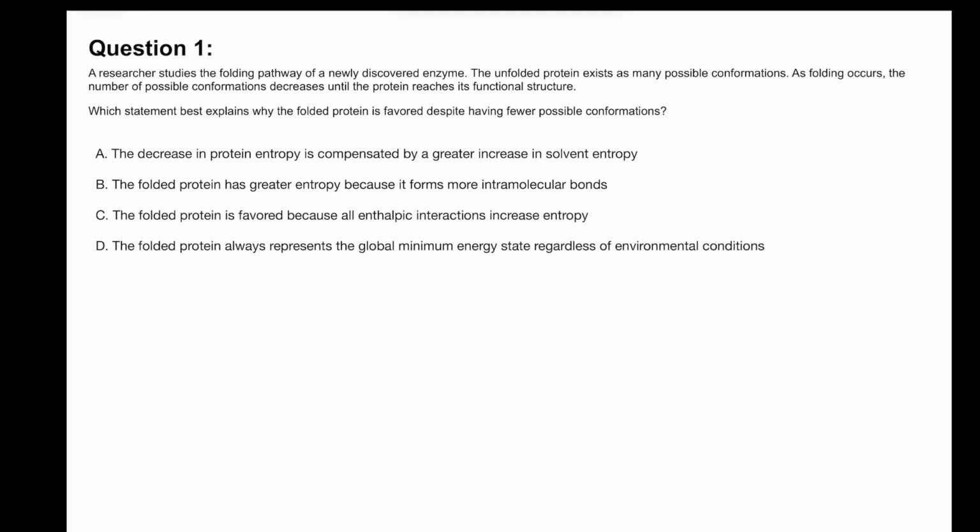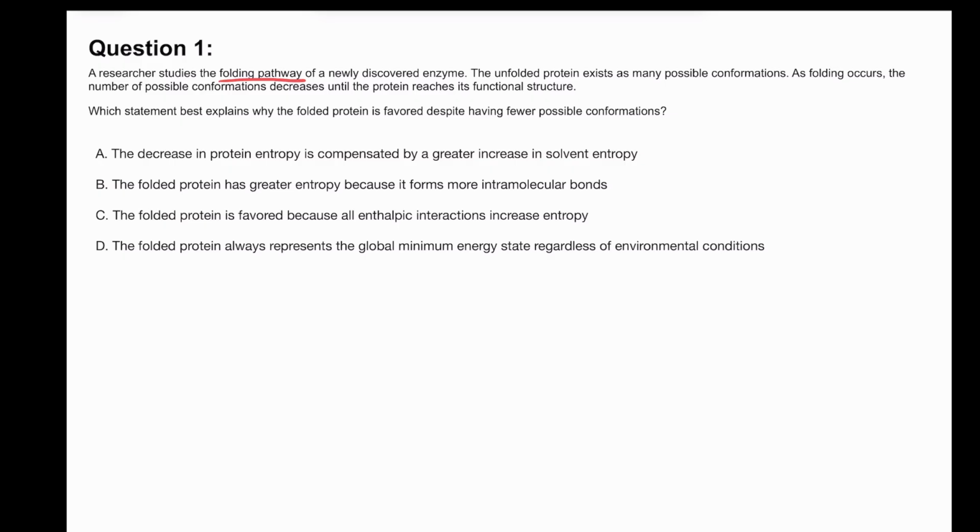Right, so question 1 reads, a researcher studies the folding pathway of a newly discovered enzyme. So right off the bat, we're talking about a folding pathway. The unfolded protein exists as many possible conformations. As folding occurs, the number of possible conformations decreases until the protein reaches its functional state.